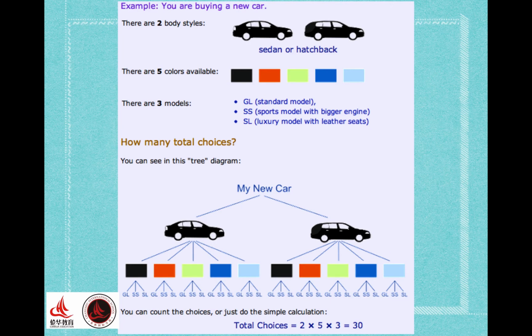Now also there's an example of buying a new car. So you can see at the top there, sedan or hatchback. You can have 2 body styles, you can have 5 colors, and you can have 3 models. How many total choices? Now, as you can see, we multiply 2 multiplied by 5 by 3, and we have 30 different choices that we can make. Now shown as a diagram. So just pause this if you want to have a better look.